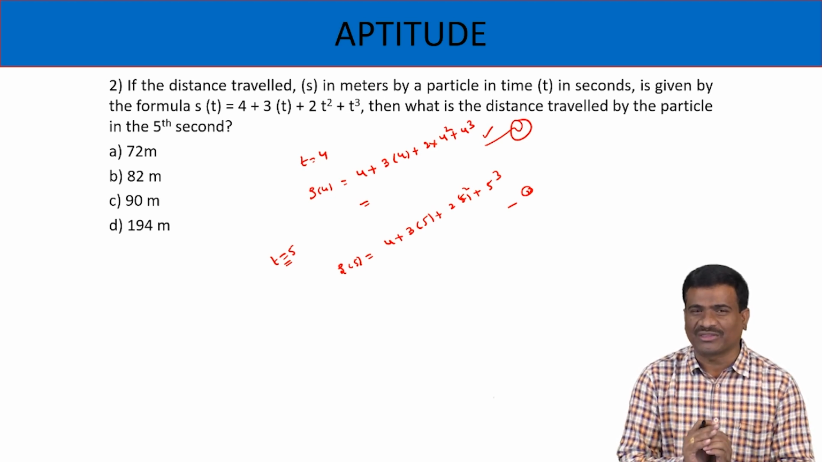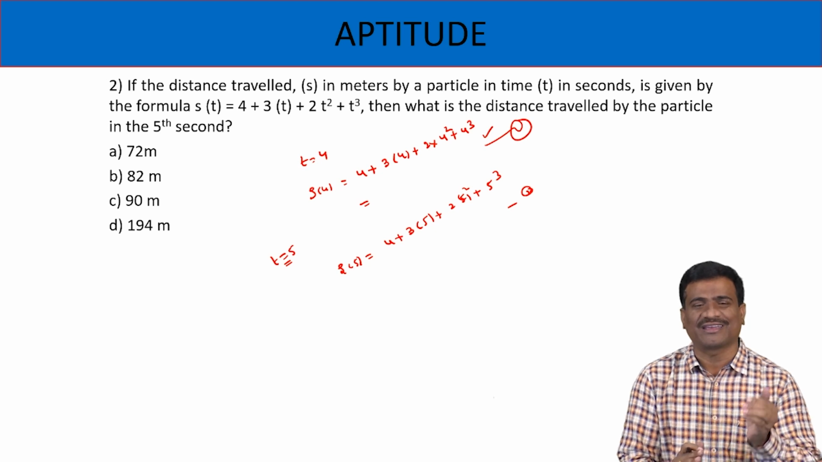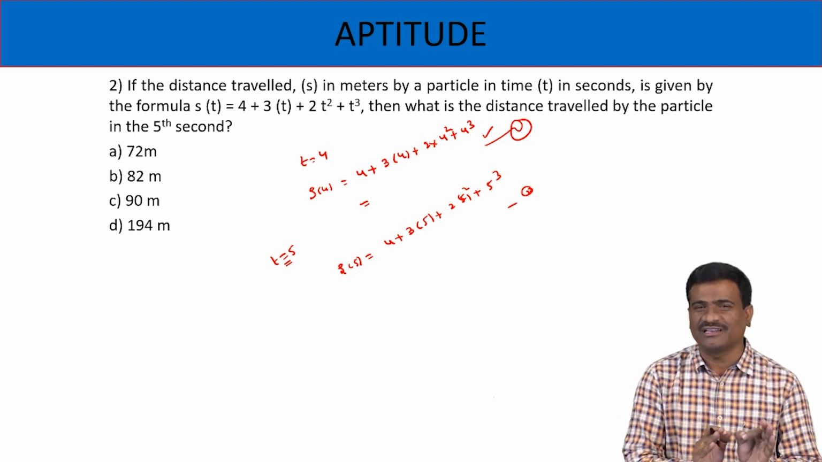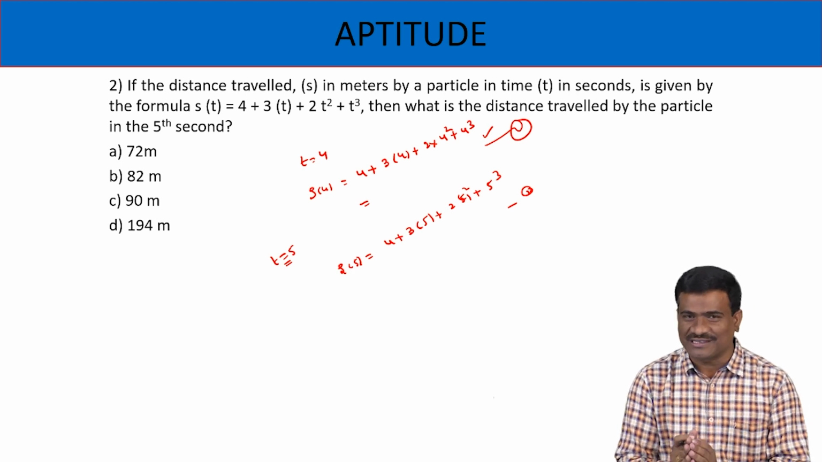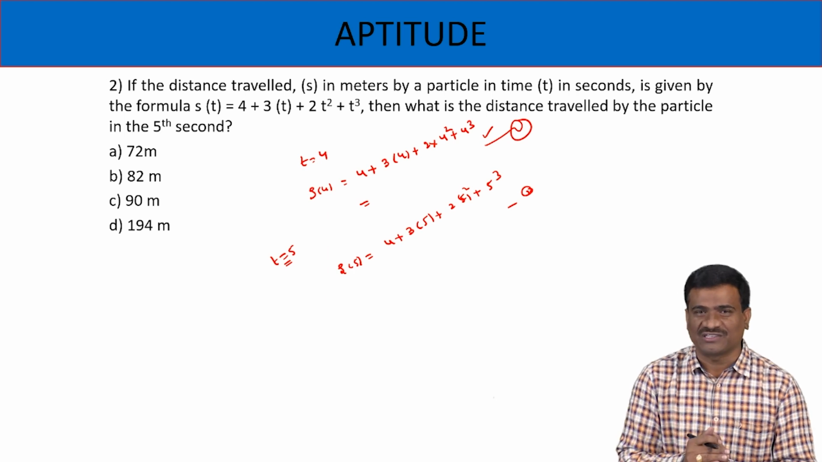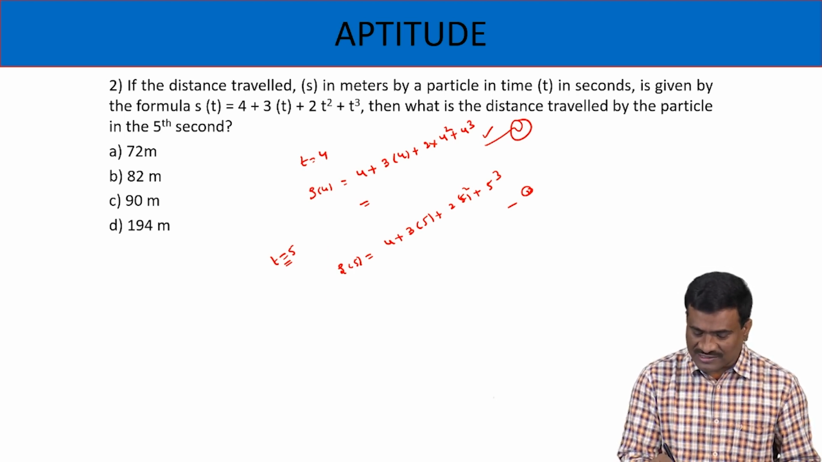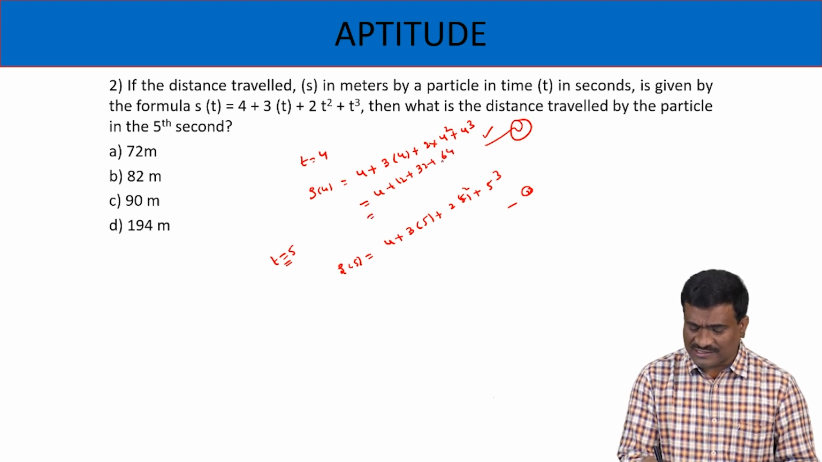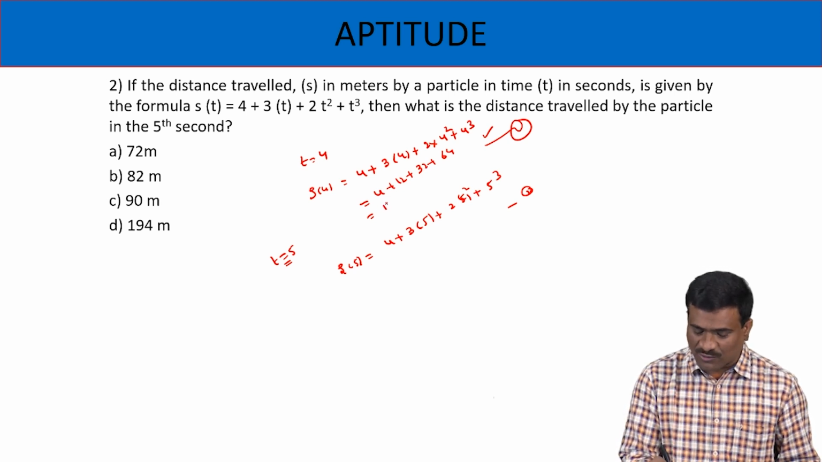In the next part, only simplification. This example uses the substitution method: calculate only when t is equal to 4, find the distance; when t is equal to 5, again find the distance. The gap between 4 and 5 is the only answer of this example. S of 4 is equal to 4 plus 12, next 16 into 2, 32, plus 4 cube, 64. Next part, 64 plus 32, 96 plus 4, 100, is equal to 112.